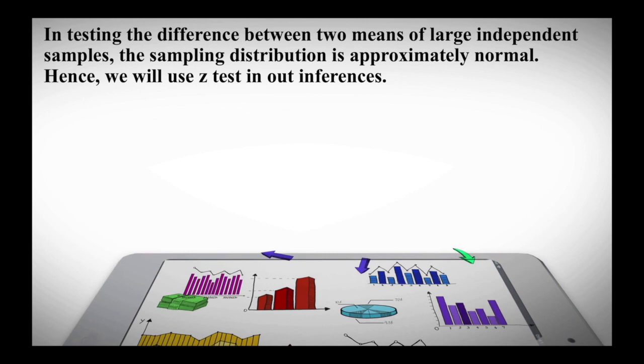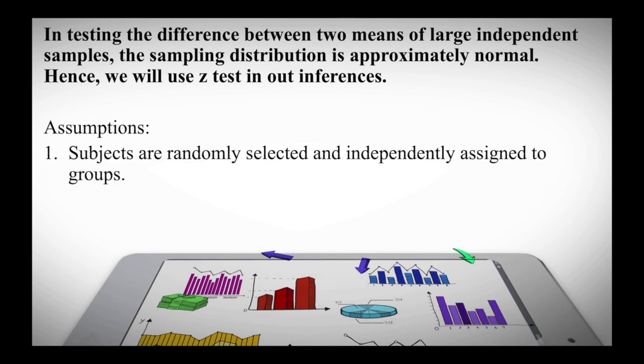Before that, let's have the definition first of this topic. In testing the difference between two means of large independent samples, the sampling distribution is approximately normal. Again, the distribution is approximately normal. Hence, we will use a z-test in our inferences. Sorry for the typographical error, this should be letter Z instead of T.